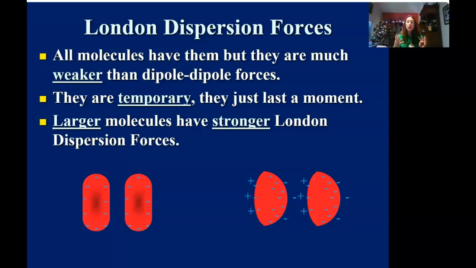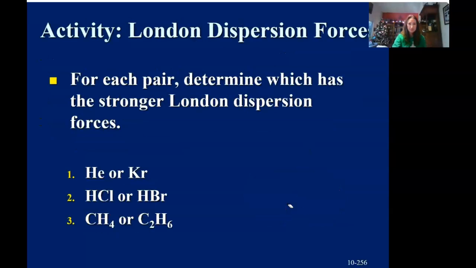And the more electrons a molecule has, which means the bigger the molecule is, the stronger the London dispersion forces are. If it's a really big molecule, it has a lot of electrons, which means there's a lot of pluses on this side and a lot of negatives on this side. If it's a little molecule, there's only a few pluses and a few minuses. So bigger molecule, stronger attraction.